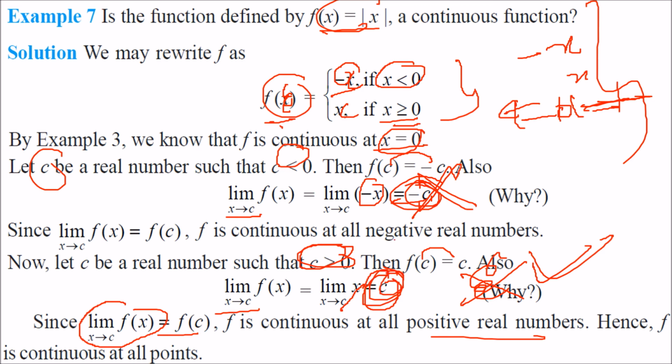And when you apply x to this function, if it is greater than 0, then it will be c. In both cases, c will be equal to c. But here there is a problem. So we say it will be only valid for positive real numbers. So f is continuous at these points. f is continuous at all positive real numbers.